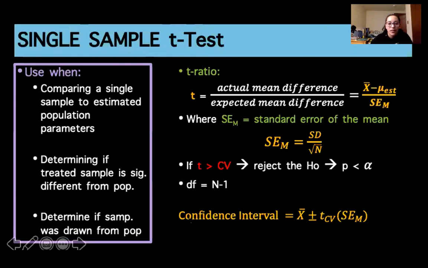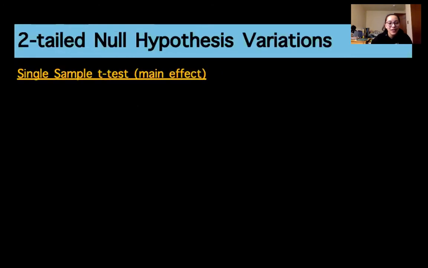But this is kind of like the nitty-gritty of a single sample t-test. So does anyone have any questions on that? Sounds good? Okay. So what are the null hypotheses?